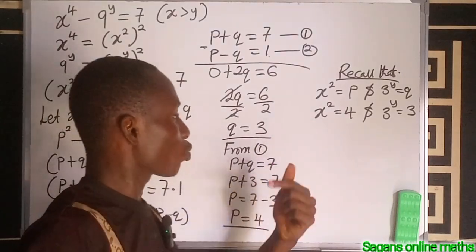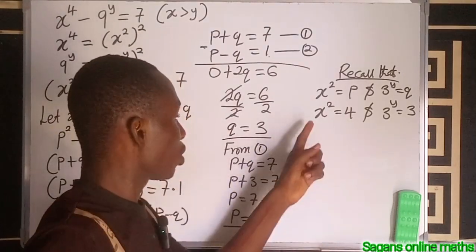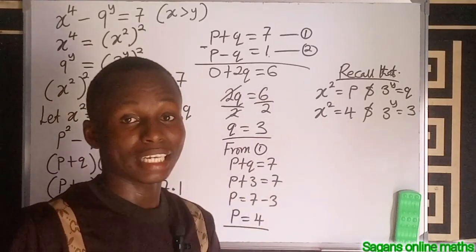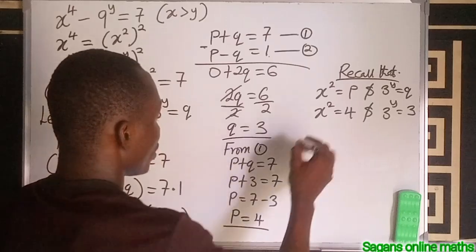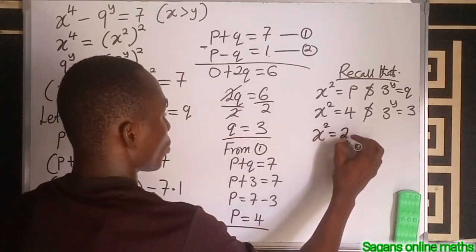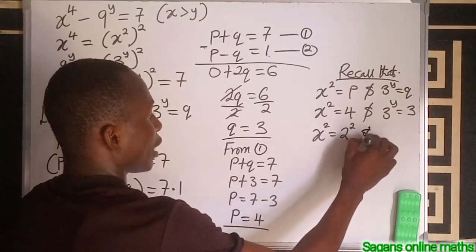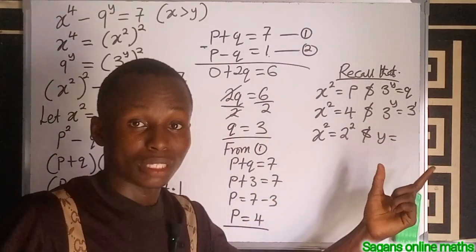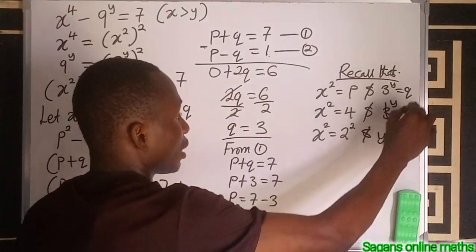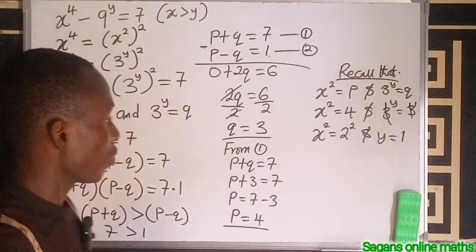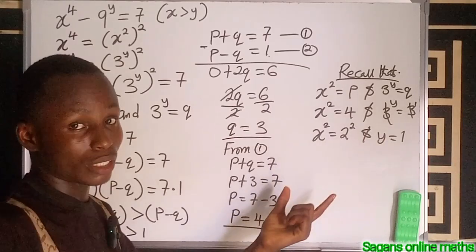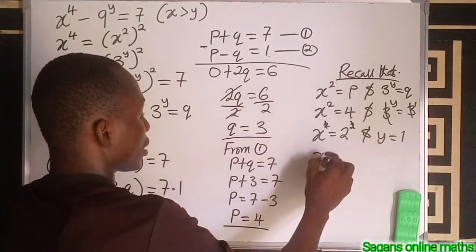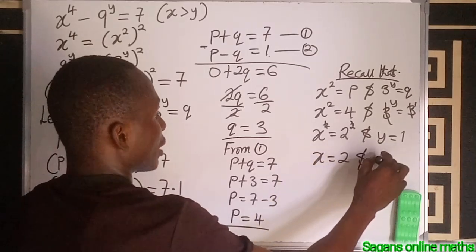From here, we can take the square root of both sides, or we can take log of both sides. Or we can express 4 in index form, which is 2 to the power of 2. So x to the power of 2 is equal to 2 to the power of 2, which represents 4. And here, y is equal to what? The power here is 1. Since the bases are the same, we can do without them and equate the powers. So y here is 1. On the other side, the powers are the same but the bases are not, so let's do without the powers and equate the bases. So x is equal to 2, and y is equal to 1.